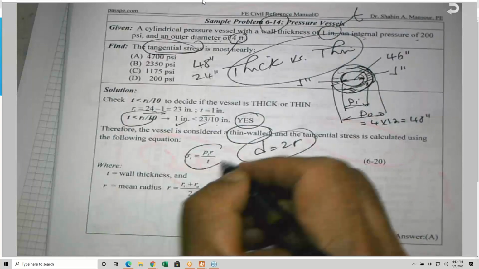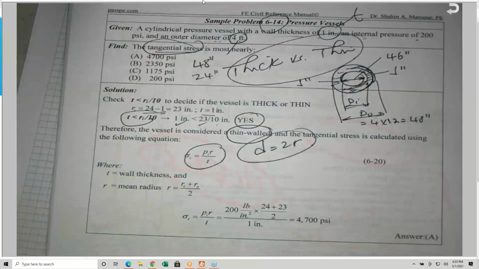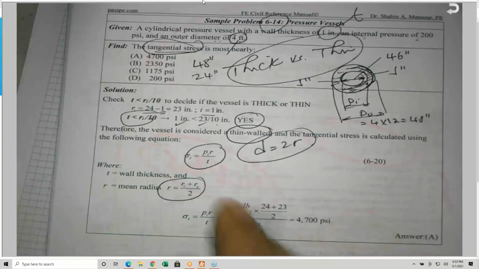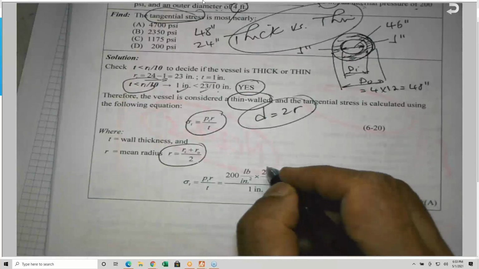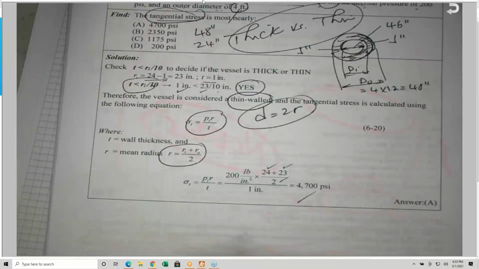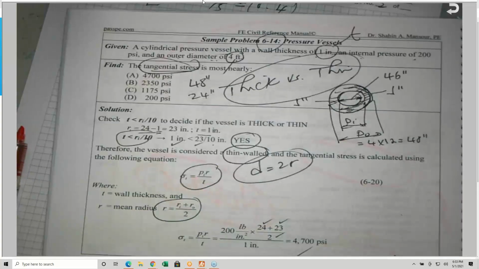And he is asking for the tangential stress. Tangential is given by this equation, and R is the average. Here it is 23, 20 divided by 2. Bingo. This is a very common problem, by the way, you might see on the exam. It's 4,700, so the answer is A.